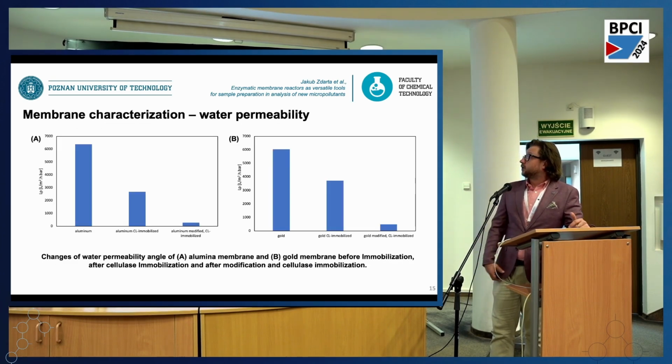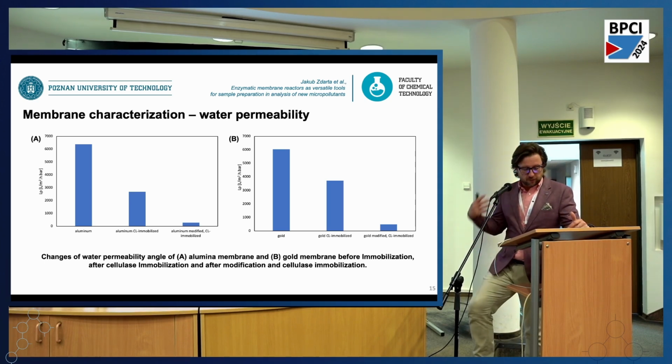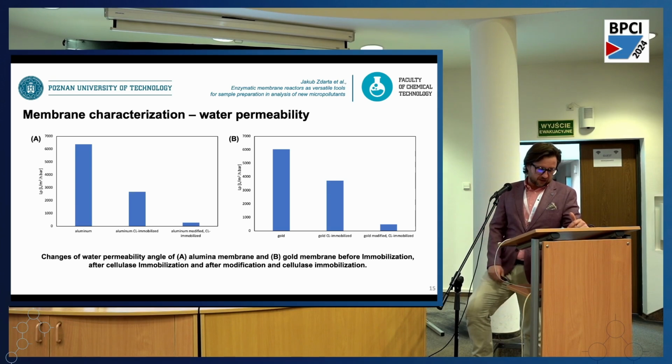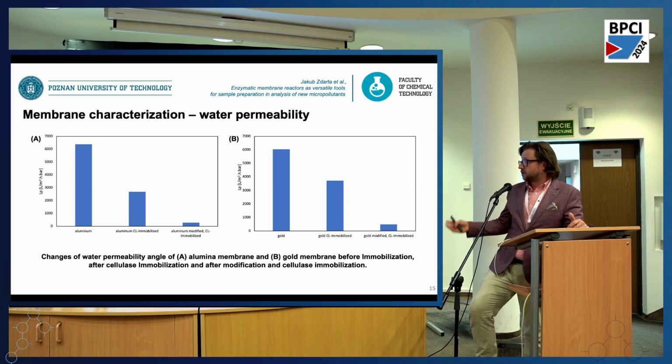And from the practical point of view, this is one of the most important parameters because we have also determined the water permeability of the membrane before and after the enzyme deposition. And you can see that a significant value of water permeability for pristine membranes can be observed, around 6,000 liters per square meter per hour per bar, whereas after enzyme immobilization, the drop is easily observed, as well as after modification and immobilization. This is due to the fact that the surface as well as pores of the membrane are covered by both the modifier agent as well as by the enzyme.